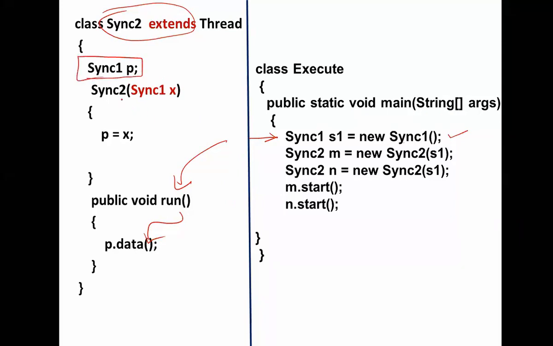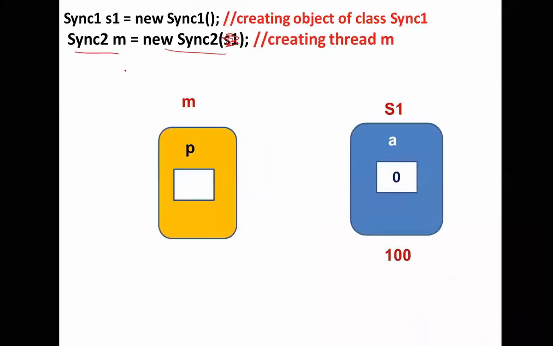Now what is this? This is like a reference to some data in class sync1. This is kind of a pointer. I should not use the word pointer in Java, but this is kind of a pointer p, which currently contains nothing. So over here, I've created this object m, which is a thread of class sync2, right?